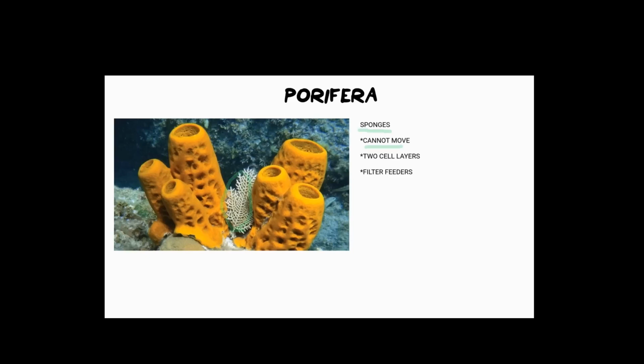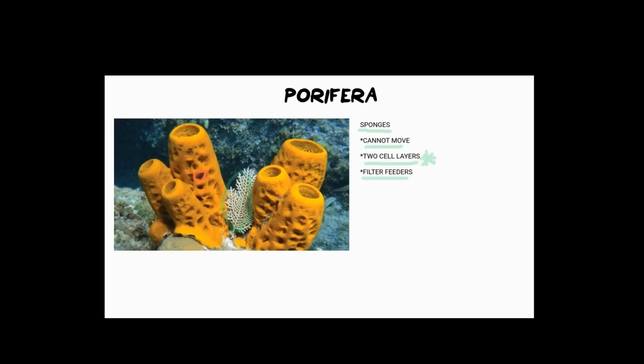What's really important about Porifera is that they are 2 cell layers thick. They are not 2 tissue layers thick. And that's a really important one. That's one that a lot of people get wrong in tests and exams. They confuse cell layers with tissue layers. Remember, cells and tissues are not the same thing. And finally, we know that Porifera are filter feeders. And essentially what that means is they pull water in through these little pores, so these holes on the side.